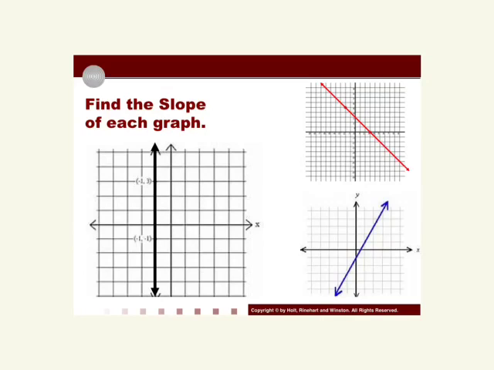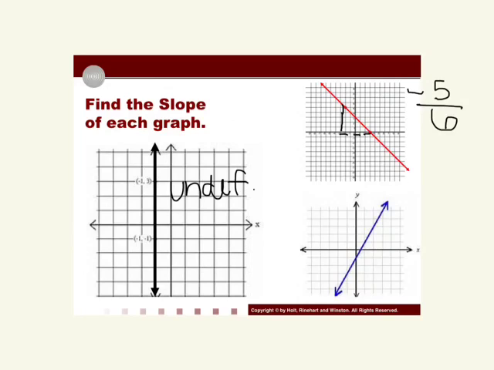This first one is easy. It's a vertical line, so it's undefined. It is not 0. This second one, we're going down 5 and to the right 6. So down 5 and to the right 6. It's a negative slope, so a negative number.